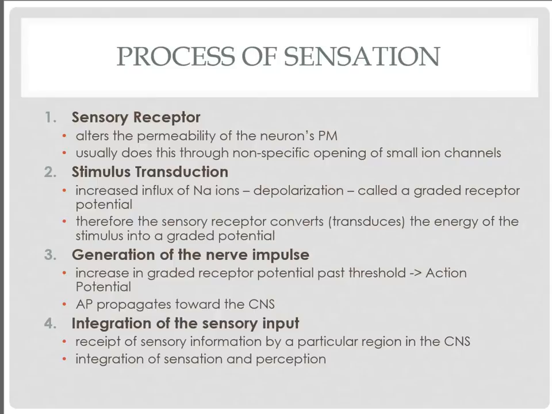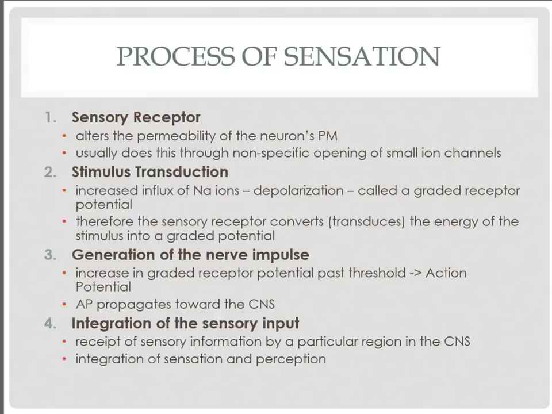Looking at this process, we would see the sensory receptor, the stimulus transduction, generation of the nerve impulse, and integration of the sensory input. Now, this isn't something new to you. You've learned this in the past couple weeks in regards to how we get a neuron to fire an action potential. This entire process really describes how a sensory neuron picks up that sensory information, and whether it would generate an action potential worthy of sending back to the central nervous system.